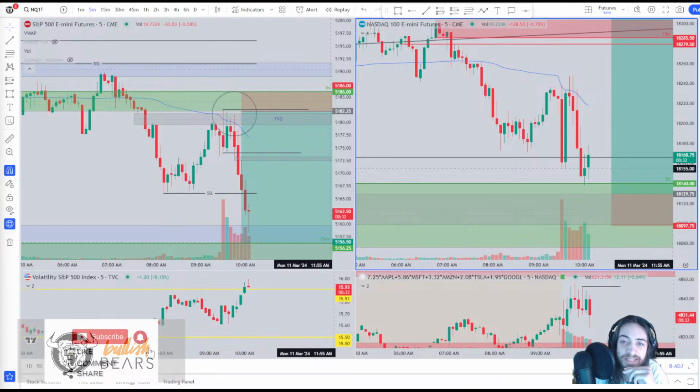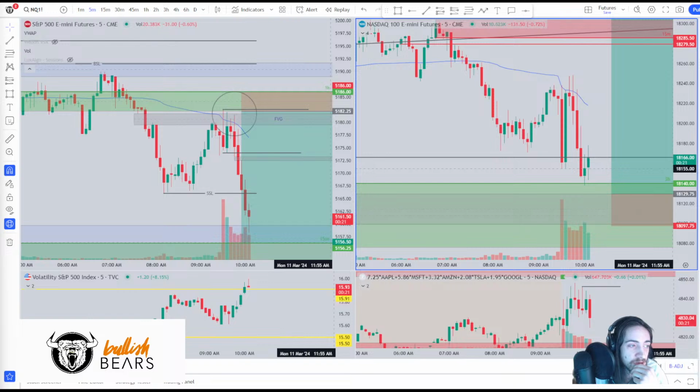Yeah, I mean, we have NASDAQ at demand. We have ES wicking off of the area of interest, but not a demand zone. So we'll see. We'll see if this is just a pullback before continuation or what. 20 seconds in this 5-minute.